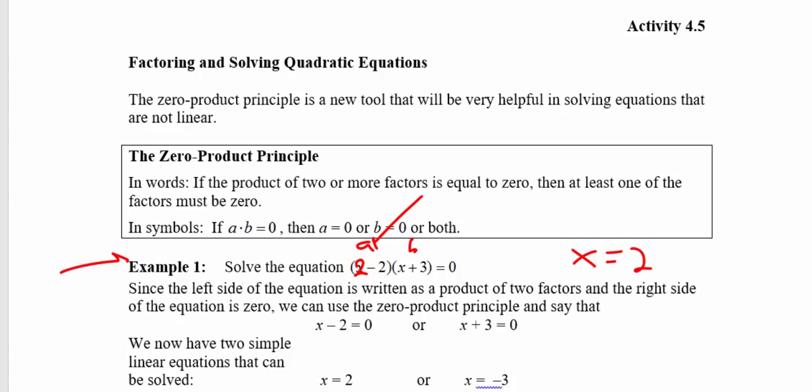All right, what else could I do? What if B is 0? What value of x would make this B 0? Well, negative 3. If I had negative 3 plus 3, that would give me 0. So x equals negative 3 is my solution as well.